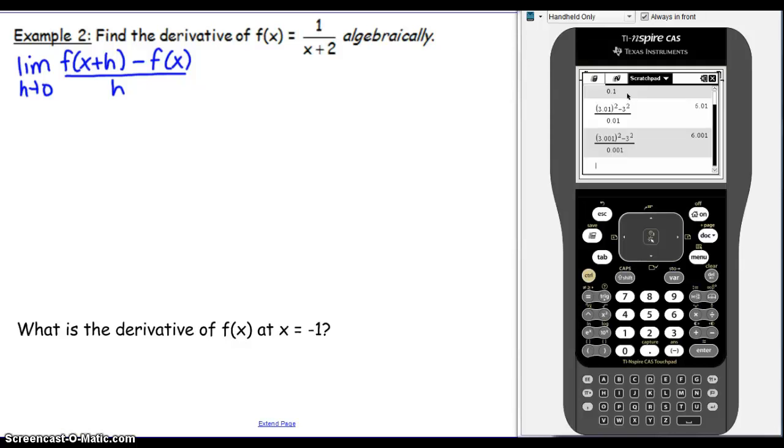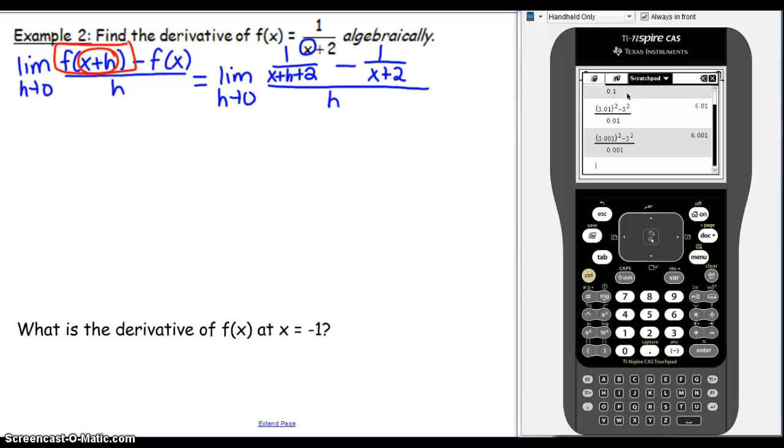So again, this says go to the function and replace the variable with x plus h. So the first thing I'm going to do is write this function 1 over, but instead of just having x, I'm going to write x plus h plus 2, minus f of x, which is the original function, all over h.